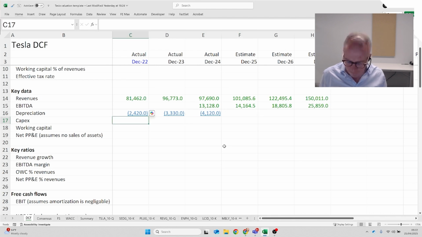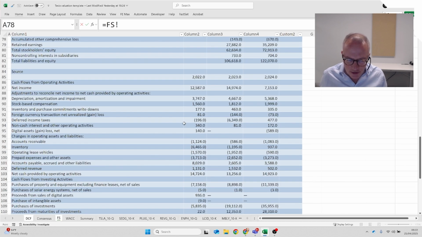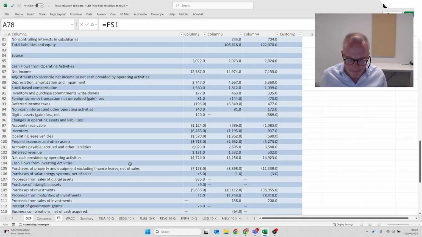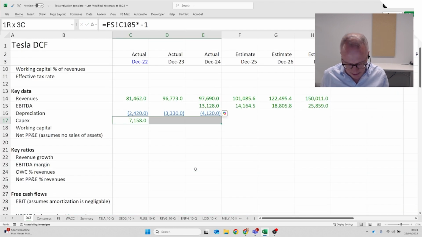So I got there, and then for CapEx, I'm going to pick up the CapEx from the cash flow statement. I'm going to come down to the investing section and pull in the purchases of property, plant, and equipment. So we've got that. I'm now going to make that positive. Okay, so I'll pull those numbers in.